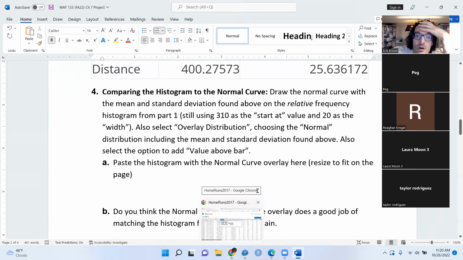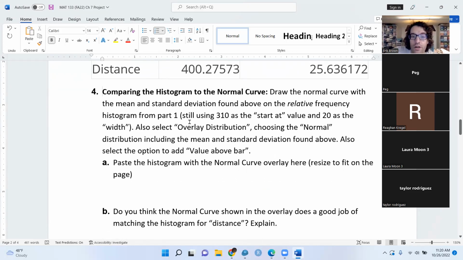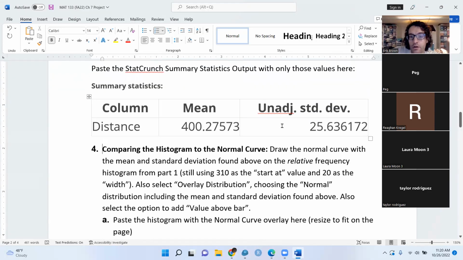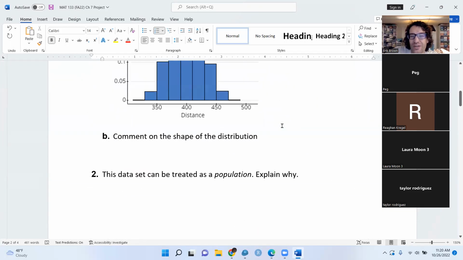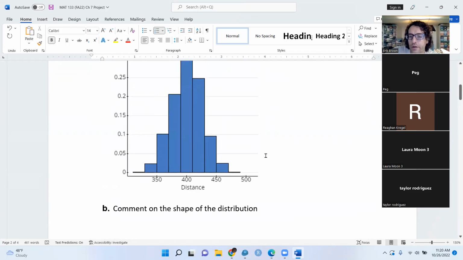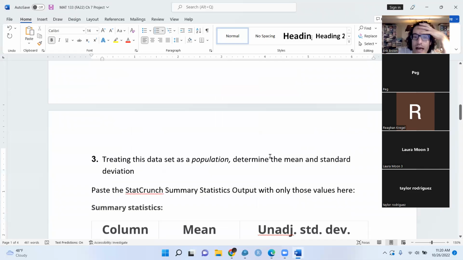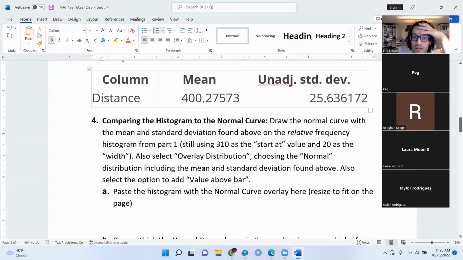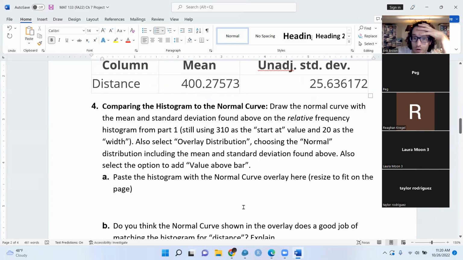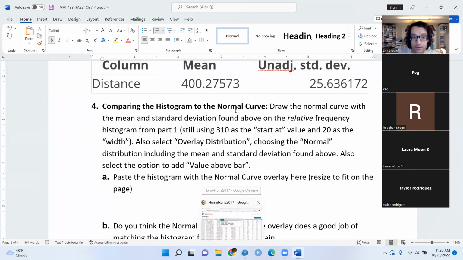Okay. So now what we're going to do in number 4, we're going to compare the histogram to the normal curve that we're about to draw. If you remember, histograms are discrete distributions. They're bars, right? So now we're going to overlay the normal curve on top of that histogram. We're going to get that histogram the same way we just did it.